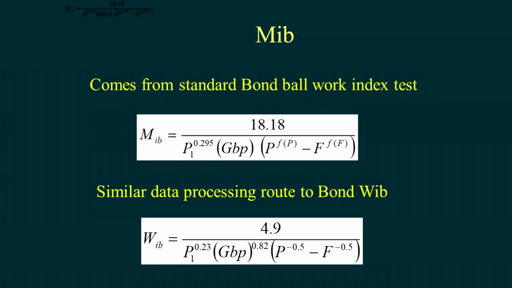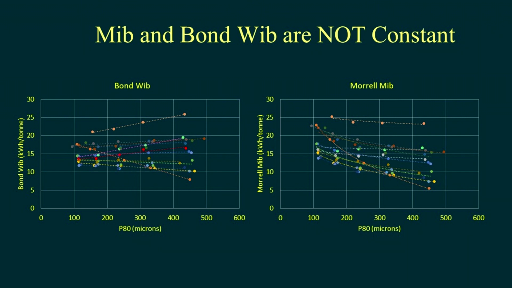One thing to remember, whether it's the MIB or Bond's WIB, neither of these is constant with respect to particle size, even though Bond says they are. They're not. Bond published very little information, but what he did publish was all the data that he used for his laboratory work index test. On this left-hand side, this is from his published paper, P80 versus his laboratory work index.